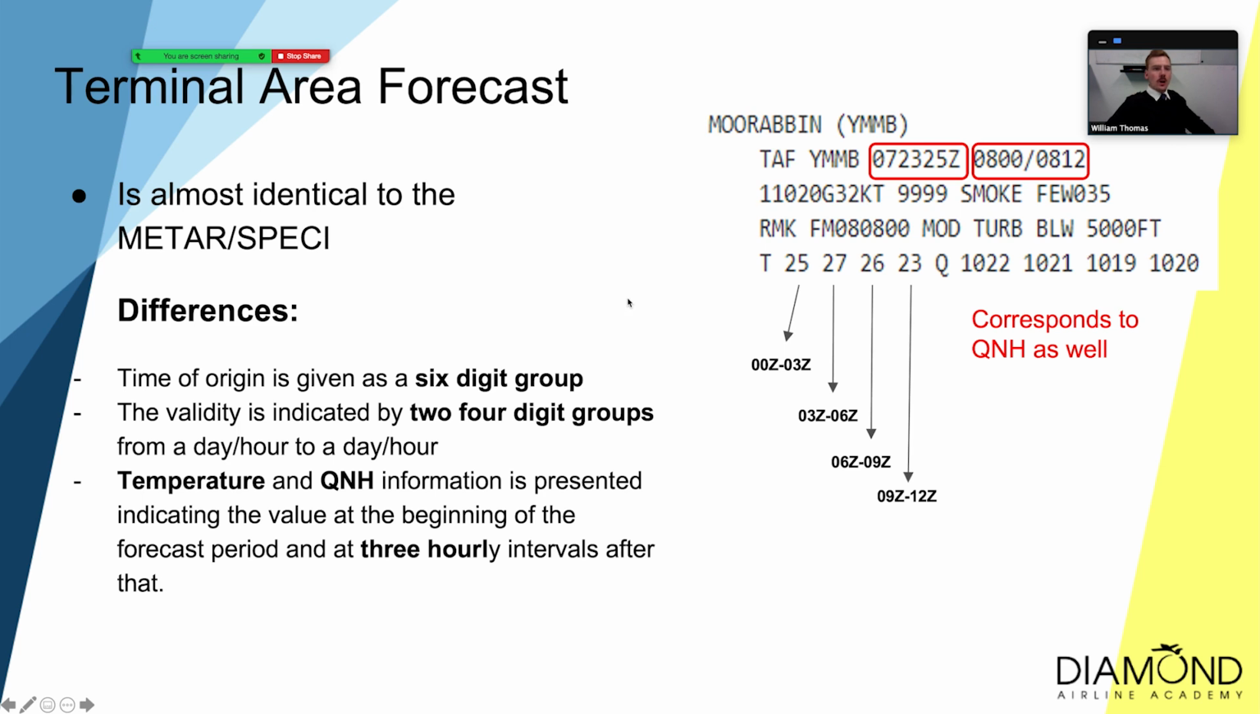Alrighty. So, what do we have? In the terminal area forecast, we've got TAF Moorabbin. This first red square is the time of issue. Time of issue, so day, 7th day of the month, 23:25 Zulu. The next red square, the validity period, so valid between the 8th day of the month at 0000 Zulu to the 8th day of the month, 1200 Zulu.